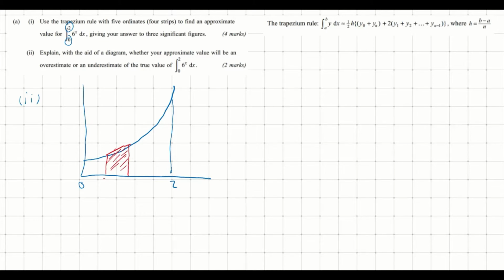If I also look at the trapezium between 1 and 1.5, we have the same thing. Again, a straight line between these 2 points will lie above the curve. So again, we have an overestimate. It's a little bit difficult for me to draw this accurately on the computer, but hopefully you get the idea and you'll be able to draw that more clearly on paper.